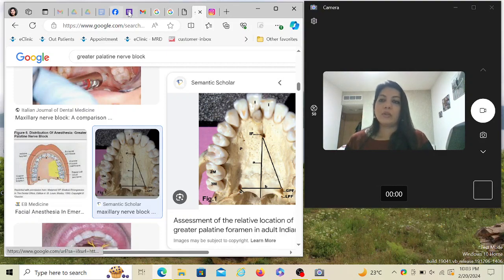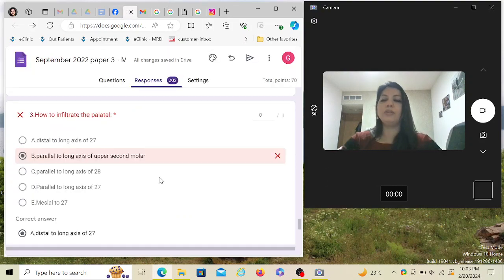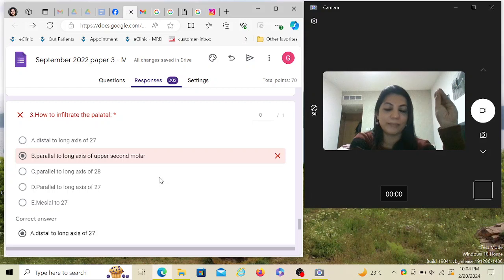So coming back to the question, how would you infiltrate the palatal? Distal to the long axis of 2-7, according to me, is the best option out here. Let's see the other options though. Parallel to the long axis of the second molar. When I had chosen this answer before, my thought process was the question is asking just how to infiltrate the palatal. But now, when you see the sequence of the questions, I may or may not be right. They are referring just to 2-8.